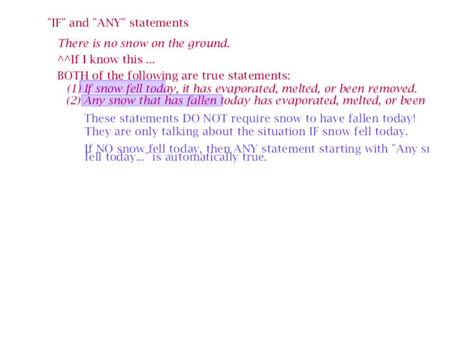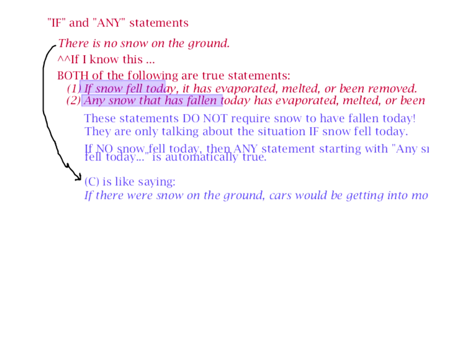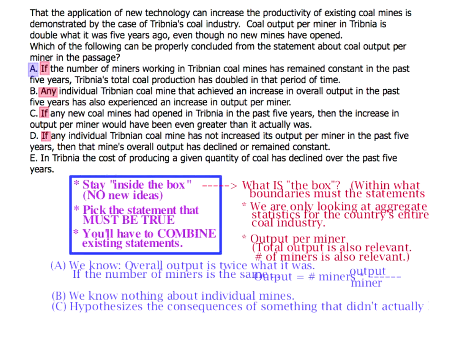Like, I mean, C is kind of like saying this, that there is no snow on the ground. Choice C on the last page would be like saying, if there were snow on the ground, then cars would be getting into more accidents. And of course, we have no idea, right? We have no idea what would happen at all if there were more snow on the ground, because there's not. So it's not a thing. The consequences of that are completely unknown.